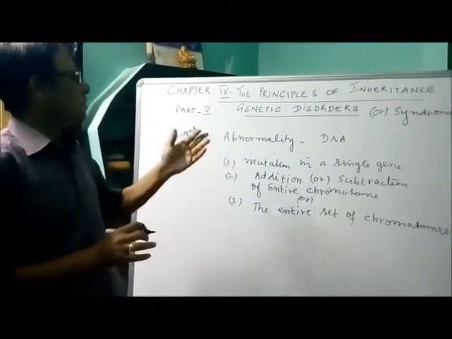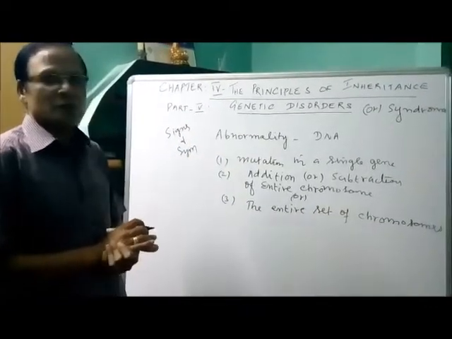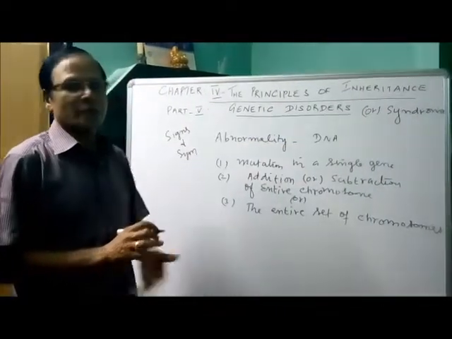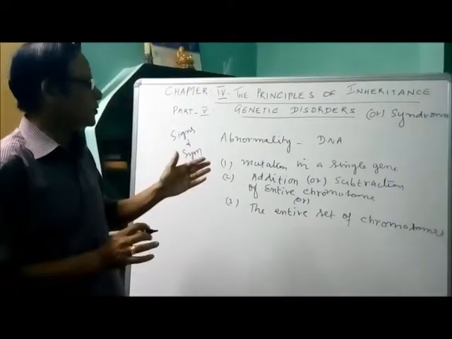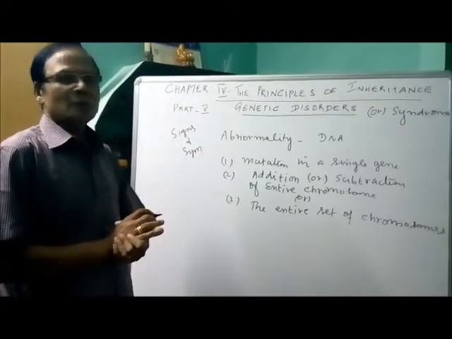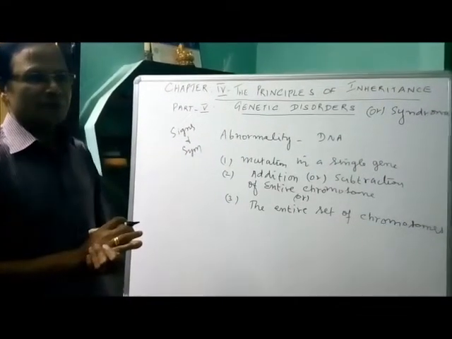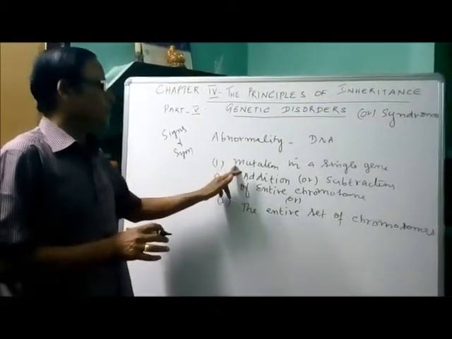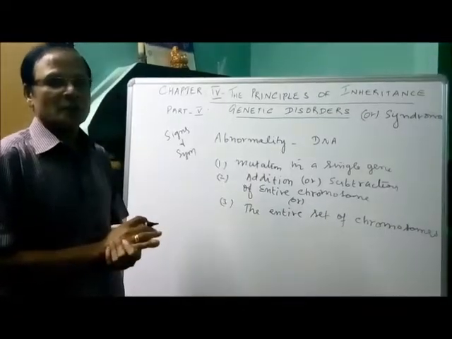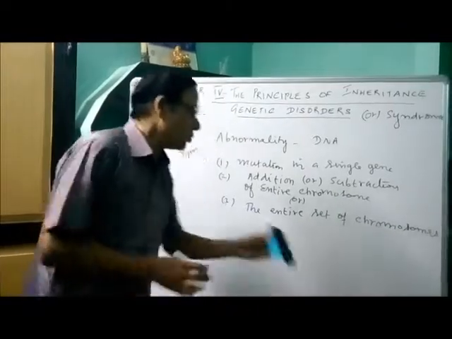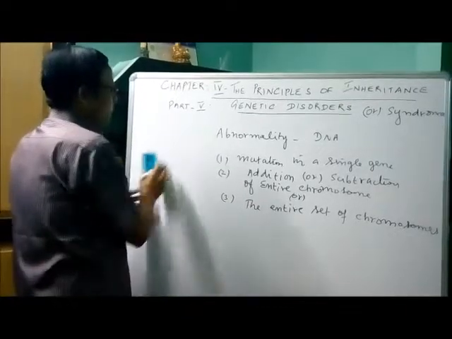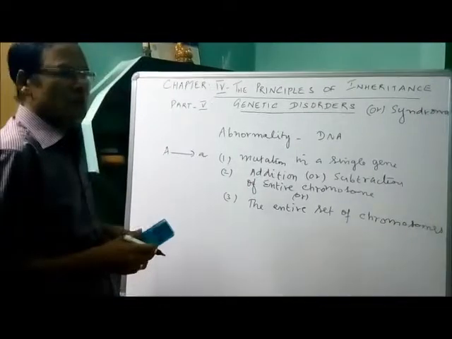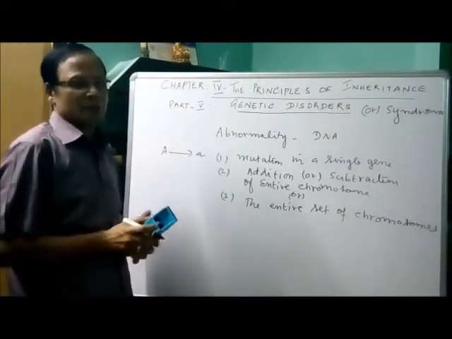So, a genetic disorder or syndrome is caused due to an abnormality in an individual's DNA. There are many causes for genetic disorders. We have a range of causes. The first one, mutation in a single gene. For example, a dominant gene may be mutated to a recessive gene. That may cause the development of the disease.